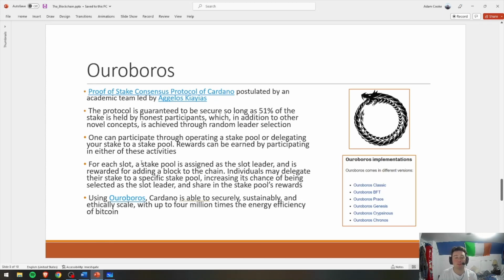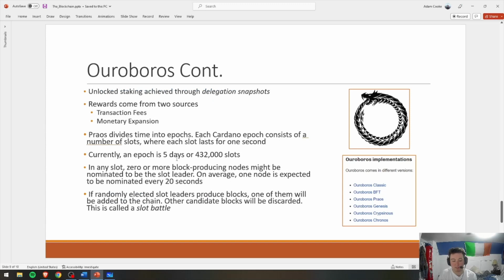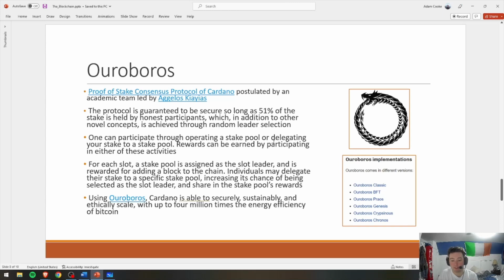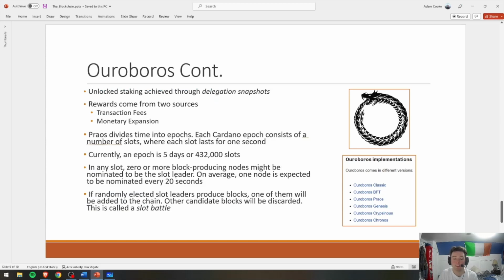So Ouroboros is split up into slots and epochs. An epoch is 5 days in the current implementation of Ouroboros, and there is a slot every second. So you have 432,000 slots within an epoch, and in any slot, zero or more block producing nodes might be nominated to be the slot leader. Based off the amount of stake you've accumulated through delegation and your own pledge, your likelihood of being nominated increases the more stake you have. And based off the protocol parameters, roughly one node is expected to be nominated every 20 seconds.